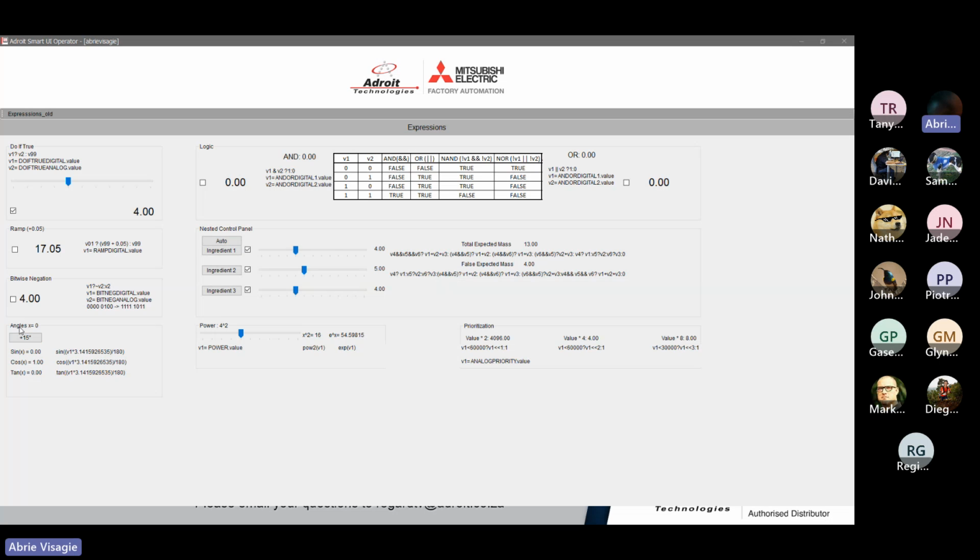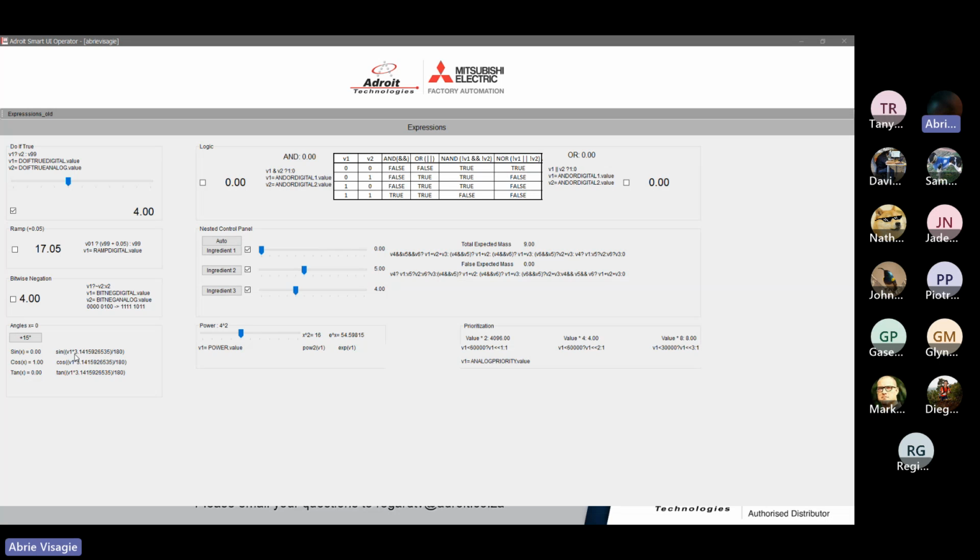Next, looking at angles, we have a series of trigonometric functions from sine, cosine, tangent, all the way over to the hyperbolic sine and arcsine functions. Now, just as seen in the previous expression or in the previous slide, we have a mathematical function over here.